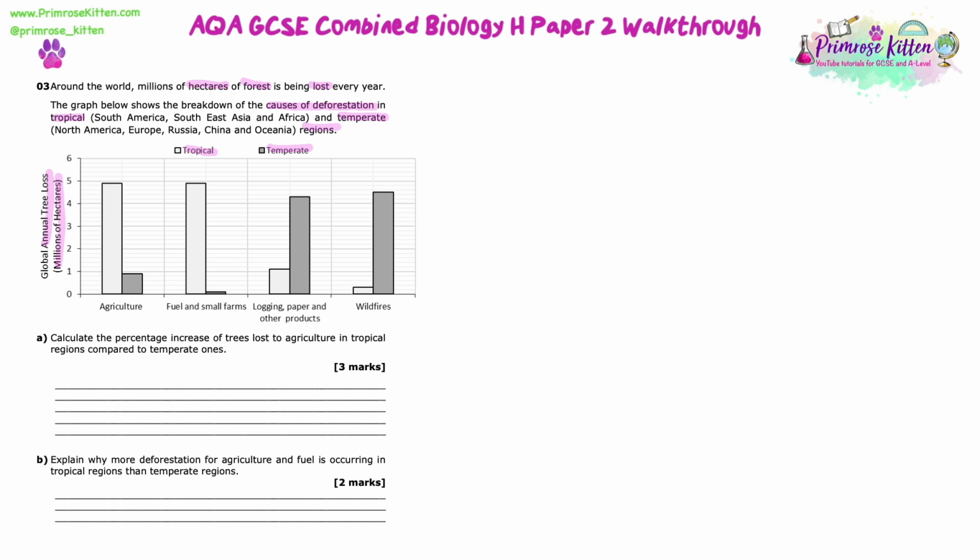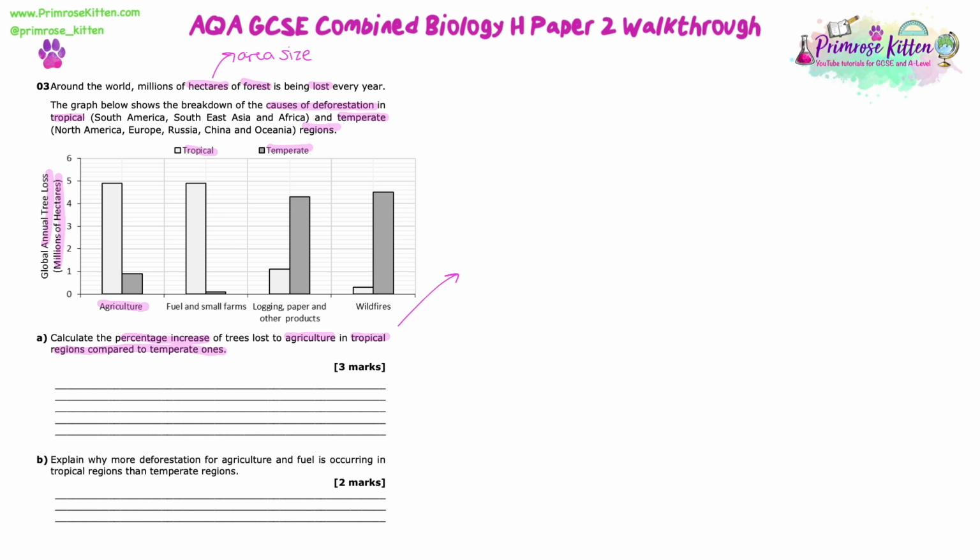And then we've got the millions of hectares of lost trees on the y-axis. Hectares, if you're not sure, it's just an area measurement. It's too big to measure in meters squared, for example. A hectare is a large area. It's often used for talking about areas of land or fields, etc. So it wants us to calculate the percentage increase of trees lost to agriculture in tropical regions compared to temperate ones. So we're just looking at that first set of bars.